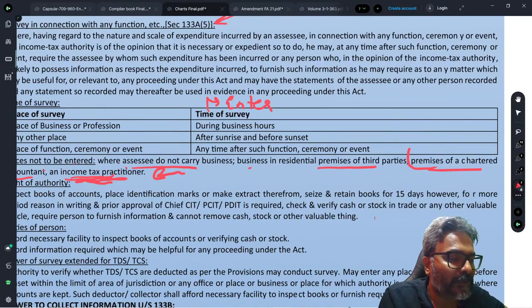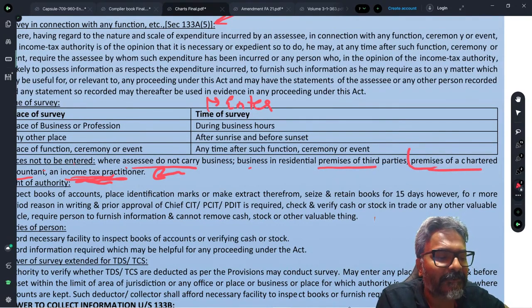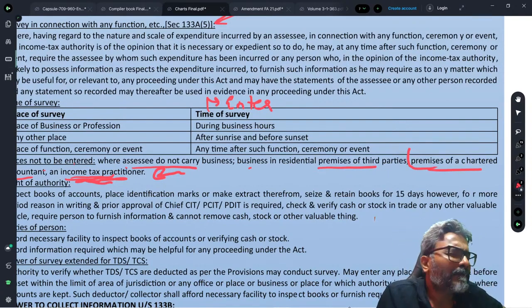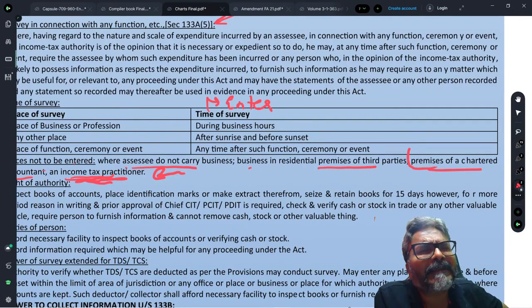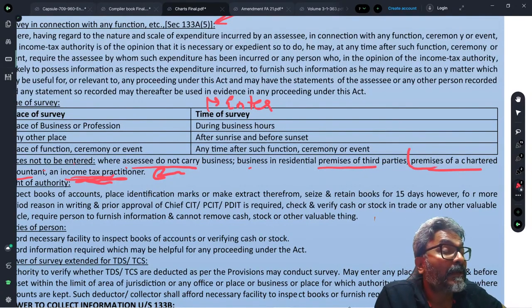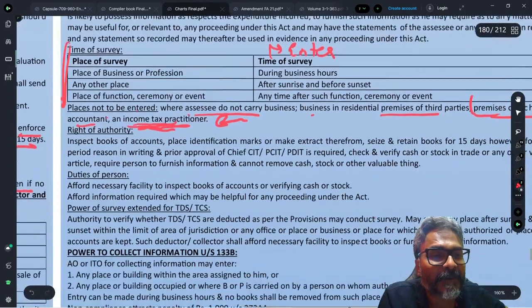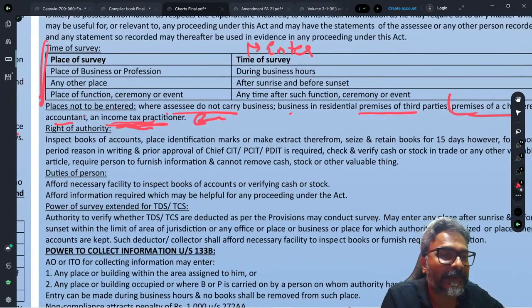So generally, if the question has been asked whether the premises of the CA or income tax practitioner can be surveyed, you will only write the answer is no. It cannot be surveyed, specific exclusion. But if they give you further information in the question suggesting that the SSC has offered an explanation that the books have been kept in the premises of the CA, then can the premises of the CA now be subject to the survey under section 133A? Can that be the subject matter of the survey under section 133A? The answer is yes.